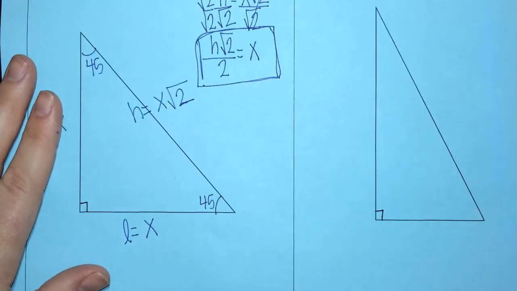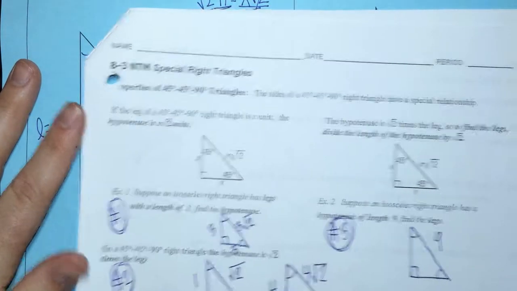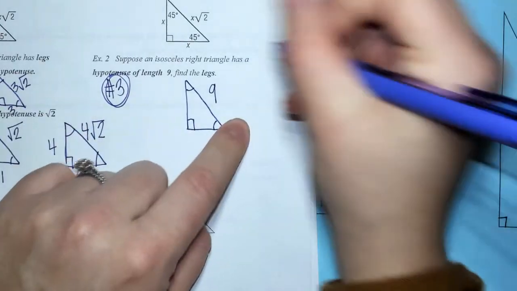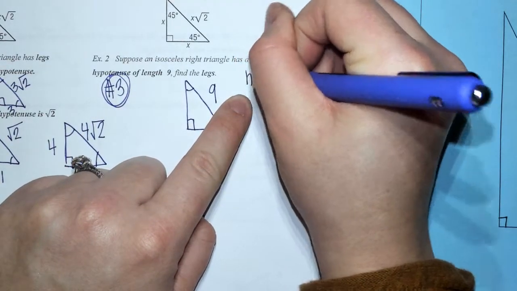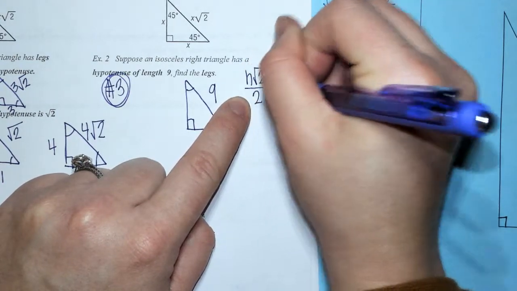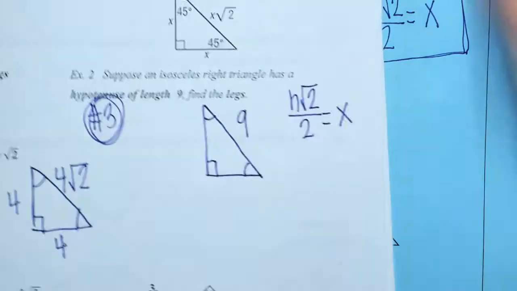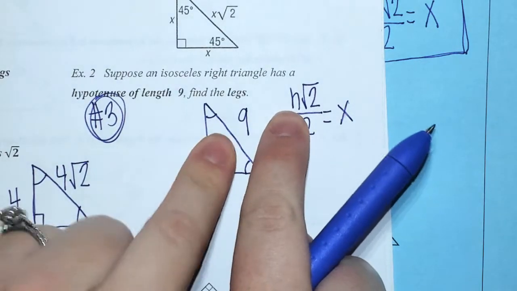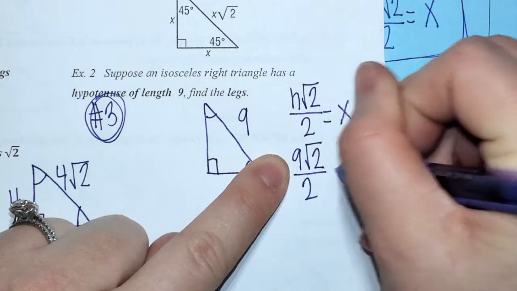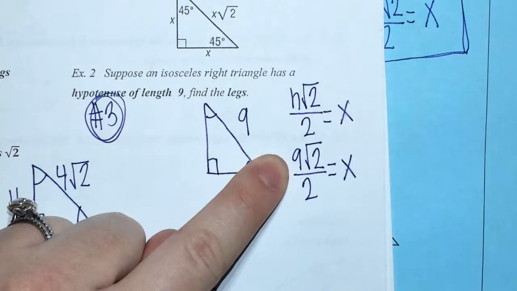Watch. This will get better, I promise. With time, this will get better. So I'm just going to copy this down. Hypotenuse square root of 2 divided by 2 equals x. Okay, well, what is our hypotenuse? So 9 square root of 2 divided by 2 equals x.